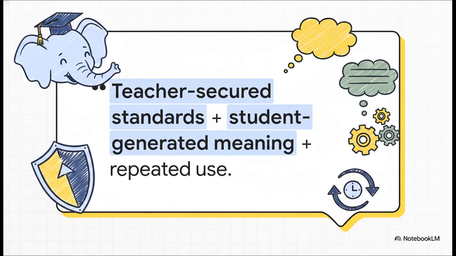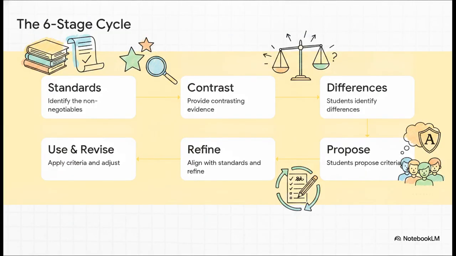You, the teacher, completely retain responsibility for the rigorous standard. You're just guiding the students to generate the meaning so they actually internalize it. So let's rapidly walk through how this builds across 6 stages. Step 1, you prep by securing the non-negotiables based on your curriculum. Step 2, you provide the class with contrasting evidence, maybe one amazing anonymous sample and one near miss.